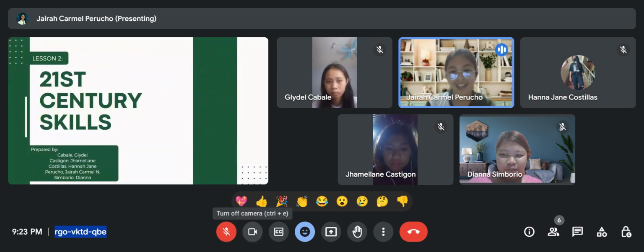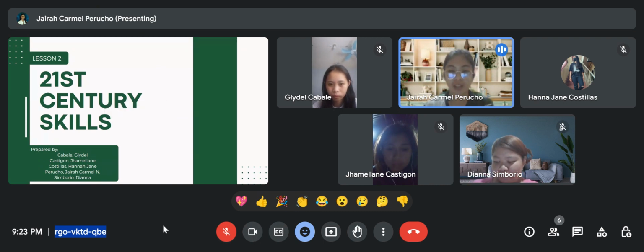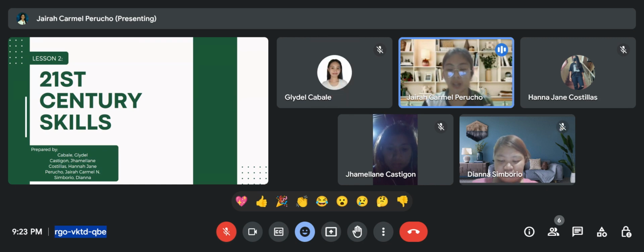All right, guys. Now let's proceed to our next topic, which is lesson two, 21st century skills. So, in addition to the activity we covered in lesson one, we also have a task for lesson two. We're going to identify one skill and specify the suitable ICT tools for learning and provide a justification for our choice.